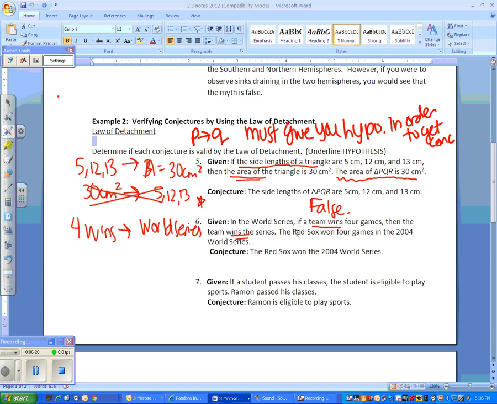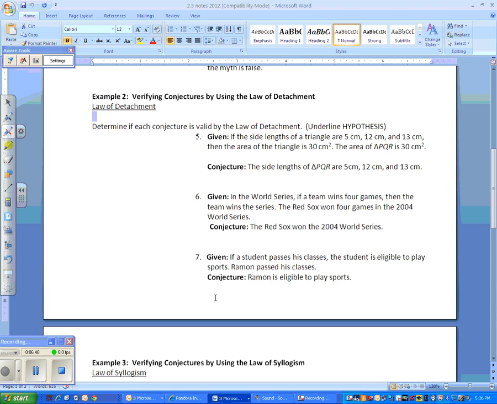Now I'm going to give you some more information. The Red Sox won 4 games, 4 wins. What can you conclude from this? You can conclude then that they're going to win the World Series. So let's look at their conjecture. Somebody said, well, then the Red Sox won the 2004 World Series. So that's what we concluded as well. Fantastic. This is true. This is a valid statement. Go ahead and try to do number 7. I know that that's tricky.